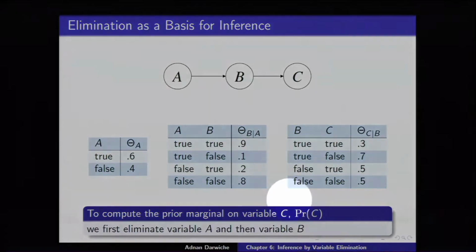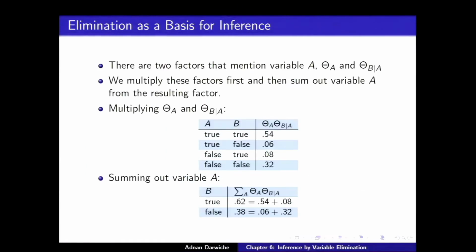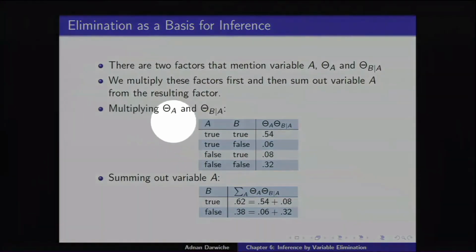So in this case, how many mention A? Two of them. This and that, correct? I multiply these two, and when I sum out A, what do I get? I get a factor over just B. It replaces these two. Here it is. I took this one and that one and multiplied them. And look what we're going to do now as far as notation. When I multiplied these two, what did I get? This table.